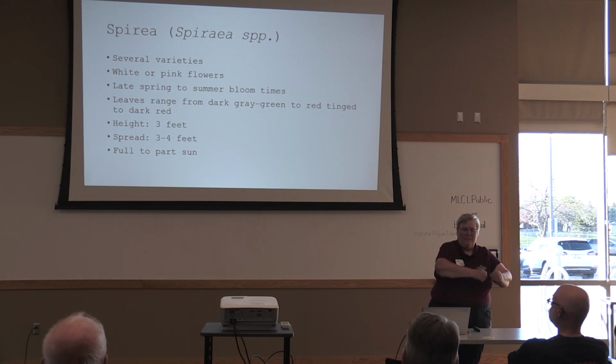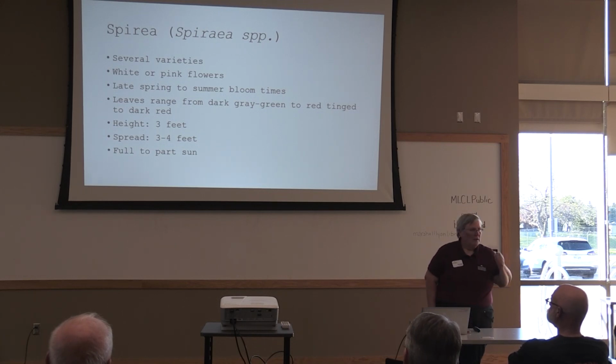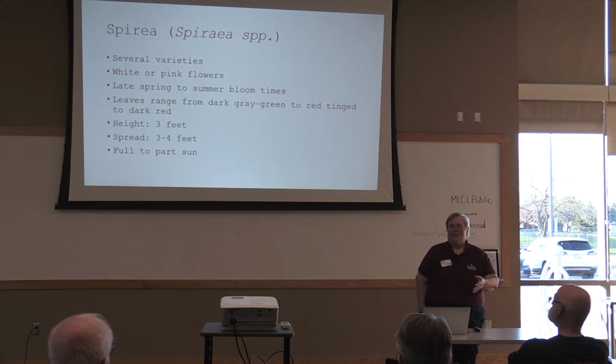Spirea, again, many varieties of this shrub. White or pink flowers, late spring to summer. Has a wide range of leaf color, which is kind of nice. And again, it only gets about 3 feet tall, 3 to 4 feet wide. And again, it will tolerate full to part sun. So you don't have to have it out in the middle.